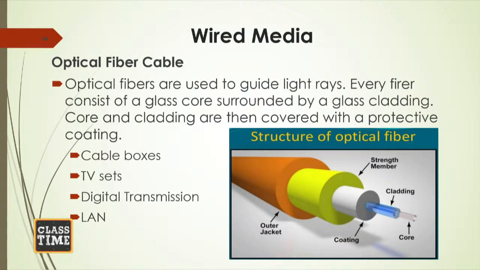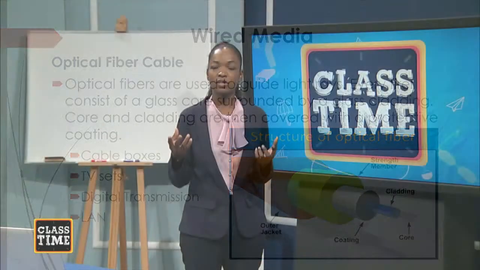Moving on now to optical fiber cable. Optical fibers are used to guide light rays. Every fiber consists of a glass core surrounded by a glass cladding. Again, we can also use the optical fiber cable to set up our cable box and our television and our local area network. So if you look at what we have on screen, the core is a plastic fiber. That is what transmits the light. And we have what we call a cladding. The cladding is the outer material that reflects the light back into the core. If there is any problem of it getting out, the cladding will also ensure that the light stays within the core. And we have what we call a coating. Now the coating is the plastic buffer, and that buffer ensures that the light remains in the fiber.